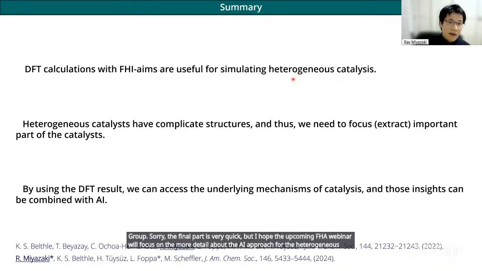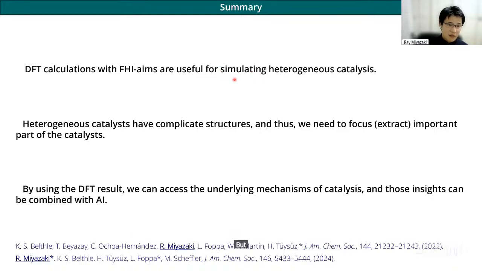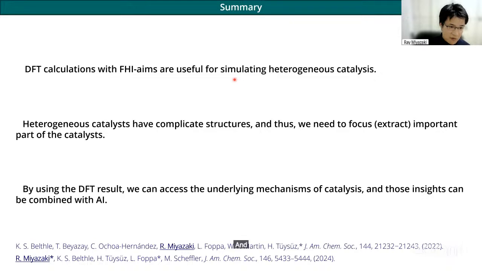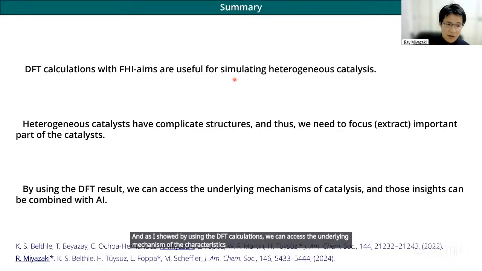But my conclusion is, of course, DFT calculations with FHI-aims are very useful for simulating heterogeneous catalysis. But unfortunately, heterogeneous catalysts have complicated structures, and thus we need to focus on or extract the important part of the catalyst. And as I showed, by using DFT calculations, we can access the underlying mechanism of the catalyst, and those insights can be combined with AI. And more details are summarized in those papers.